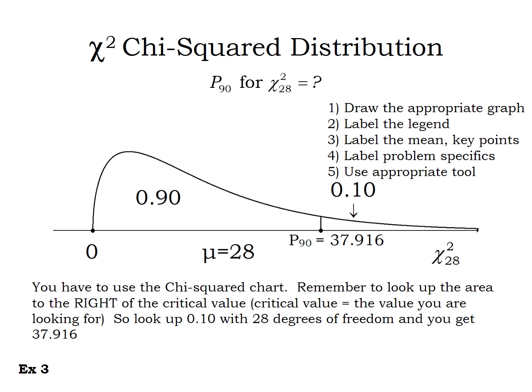Important to remember that on the chi-squared chart, the way it's designed, you have to look up the area to the right of the critical value. Again, remember, the critical value is just the term we use for the value, the t-score, the chi-squared score, the z-score that we're looking for, that fits our situation. So when I look at this graph, I'm looking for the 90th percentile. The area to the right of that needs to be 0.10. And so when we look up 0.10, drop down to 28 degrees of freedom, we're going to find 37.916.